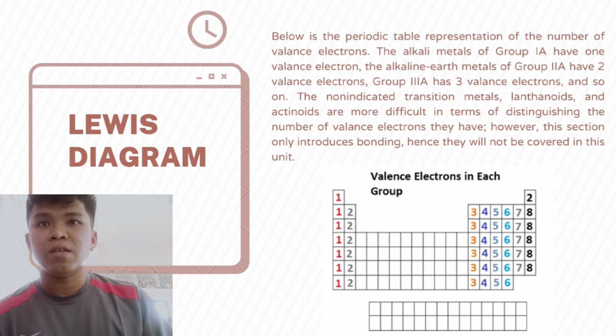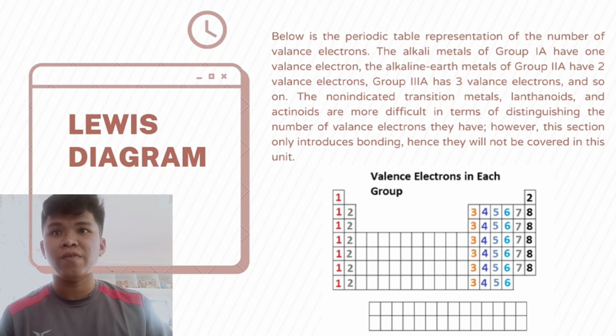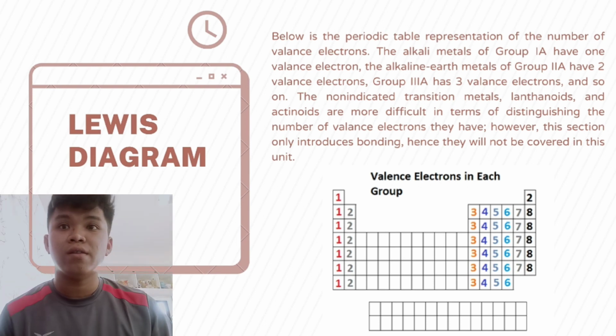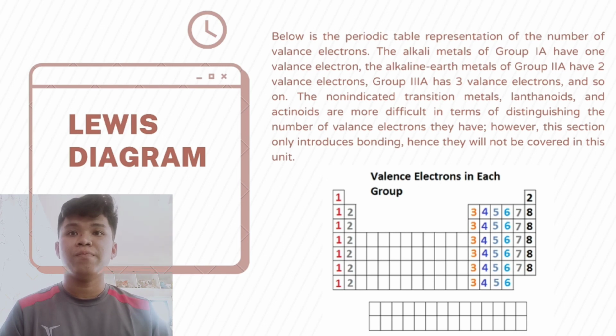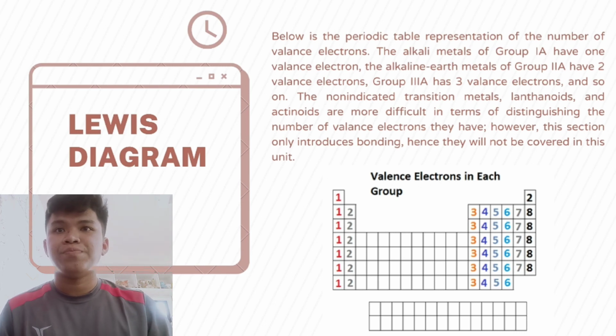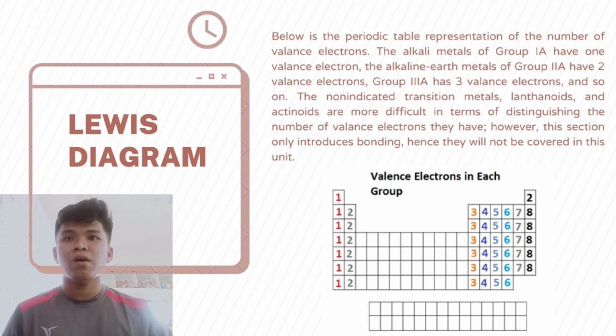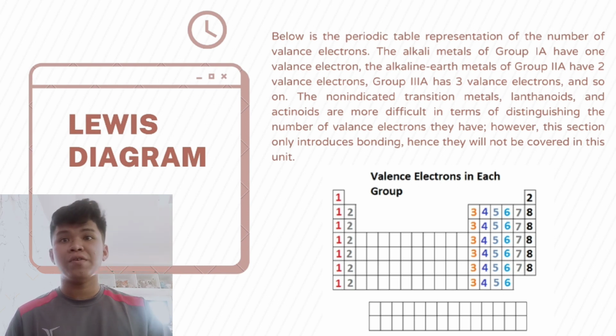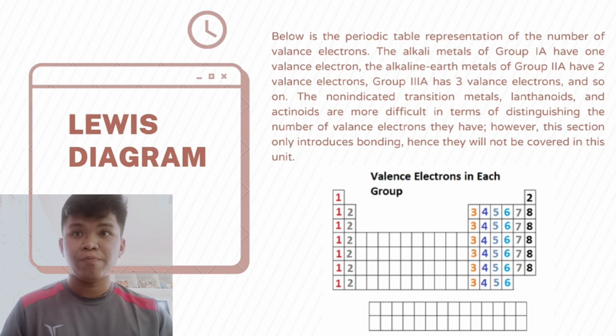The alkaline earth metals of group 2A have 2 valence electrons. So yung parang gray or violet na may 2 na numbers sa table of elements, yan yung group 2A. Group 3A has 3 valence electrons and so on. The non-indicated transition metals, lanthanoids and actinoids, are more difficult in terms of distinguishing the number of valence electrons. However, this section only introduces bonding, hence they will not be covered in this unit.